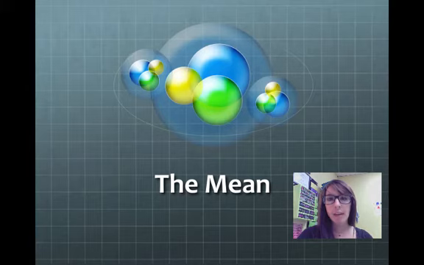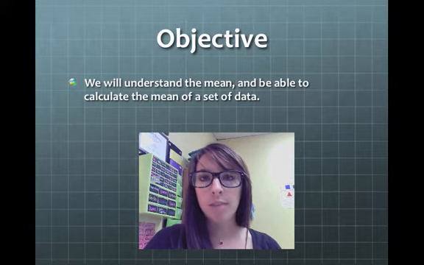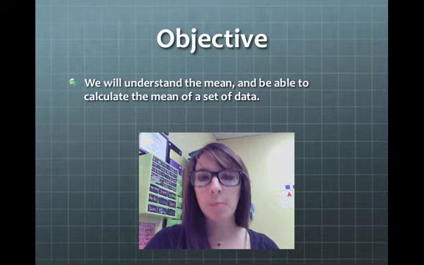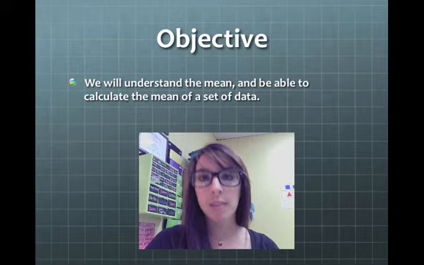So the title of your Cornell notes is the mean. Write objective on the left side of the Cornell notes, and on the right side you write, we will understand the mean and be able to calculate the mean of a set of data. So by the end of this video, I just want you to understand generally what the mean is and what we use it for, and you should be able to calculate the mean from a simple set of data. If you need to pause the video right now, pause it and write this down.